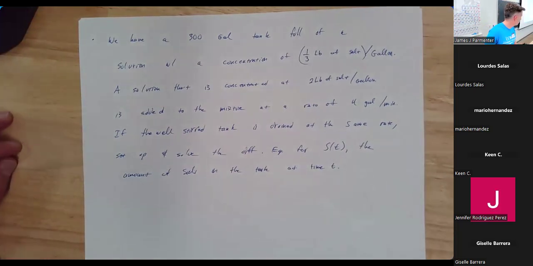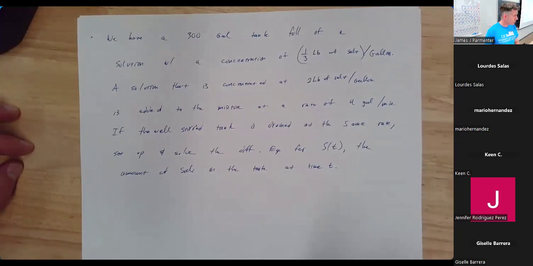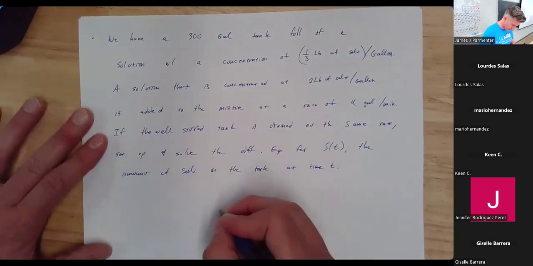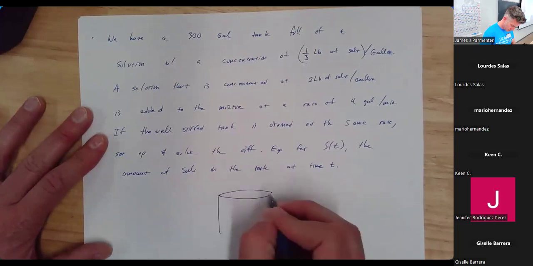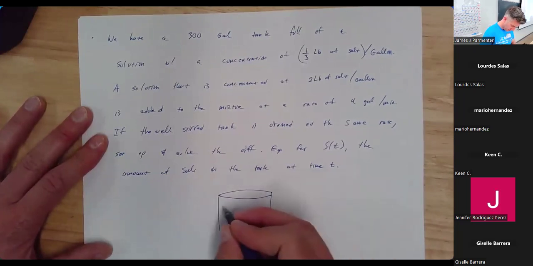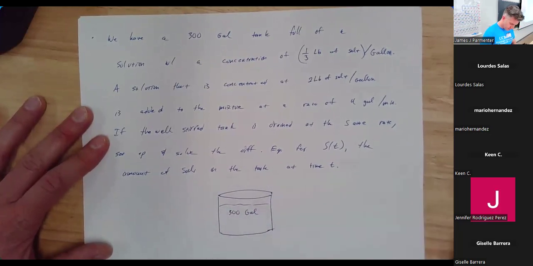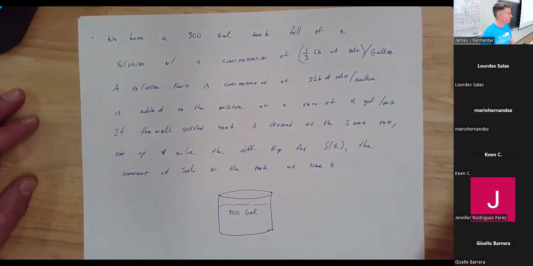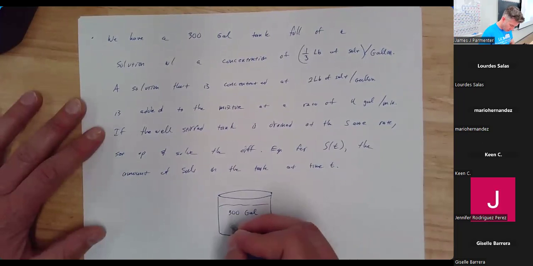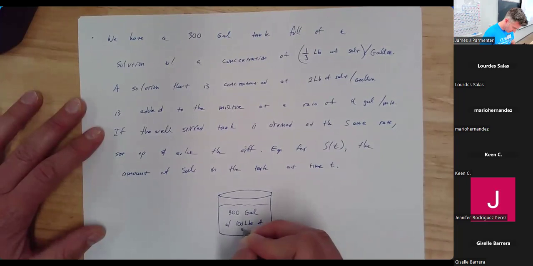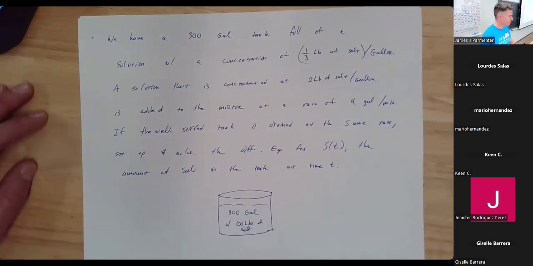That's a lot of words. So all of this summed up in a picture is, here's our tank. It's got 300 gallons in it. How much salt is in it in the beginning? 100 pounds of salt. Because the concentration at the beginning is 1/3 of a pound of salt per gallon, and there's 300 gallons. So there's 100 pounds of salt in this 300 gallon tank.